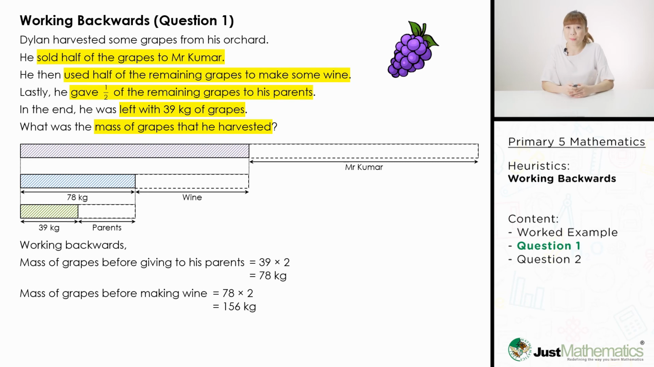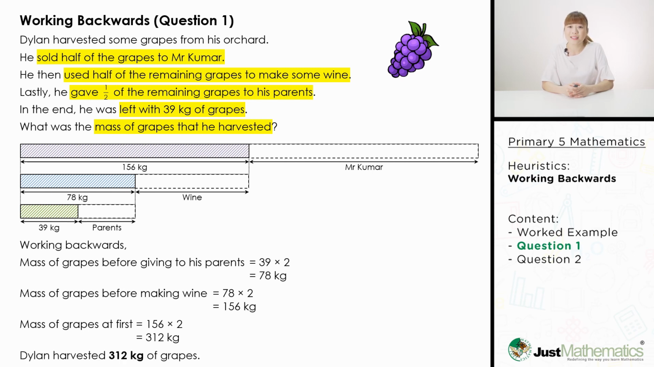Mass of grapes before making wine is equal to 78 times 2 equals 156 kg. We have found out 2 parts in the second model, which is equal to 1 part in the first model. Mass of grapes at first equals 156 times 2 equals 312 kg. Therefore, Dylan harvested 312 kg of grapes.